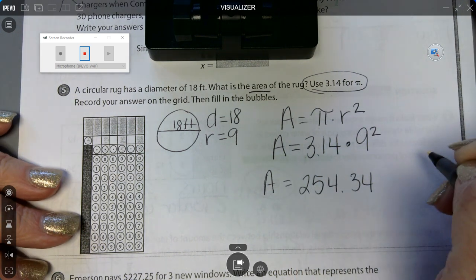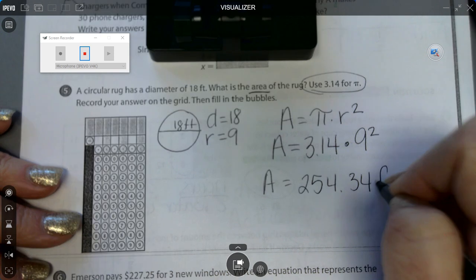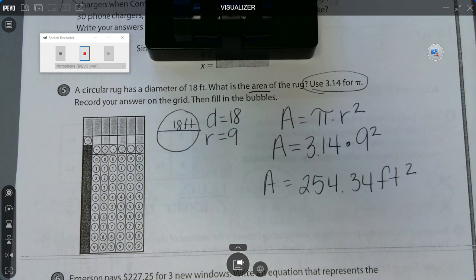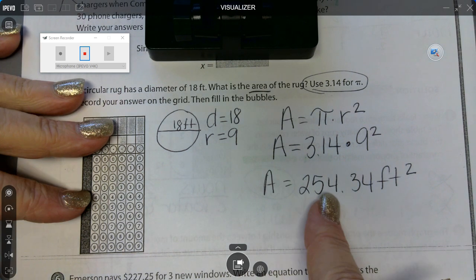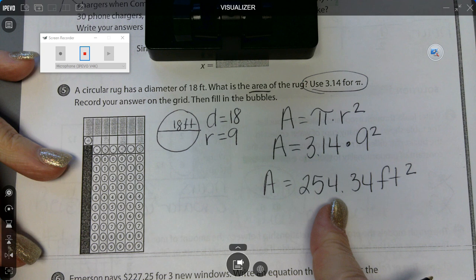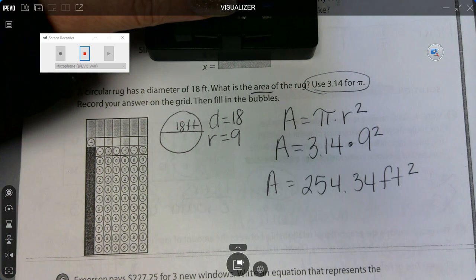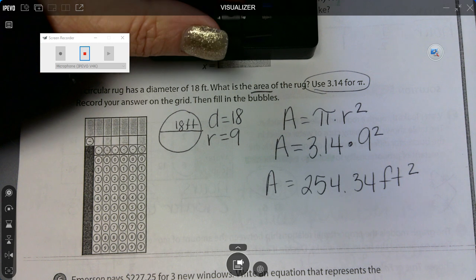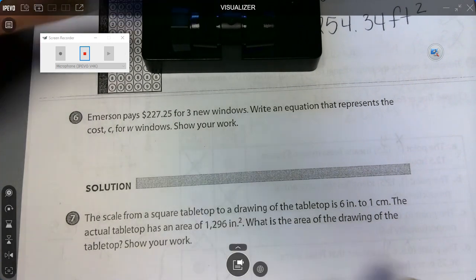Very important. This is your only warning. You must label. If you do not label, you will not get full credit. Because I don't know if 254 and 34 hundredths is chickens, right? So you have to label it. All right? Question? I don't know. Maybe it's part of the beak. I'm not sure. Okay. All right.